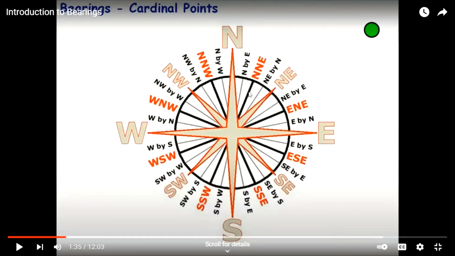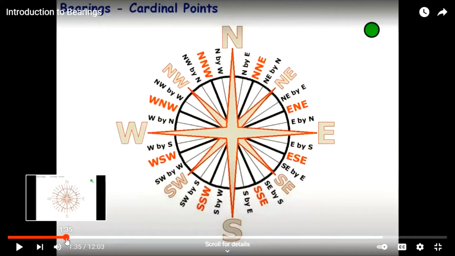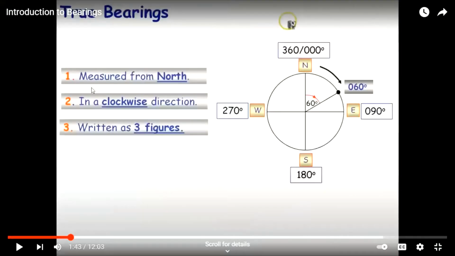And here we see the major ones that are north, south, east, and west, but we also have northeast, southeast, southwest, and northwest. And we have some subcategories as well. And so let's move on. What we're looking at for this week is something called true bearings.